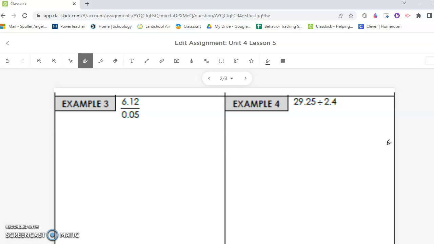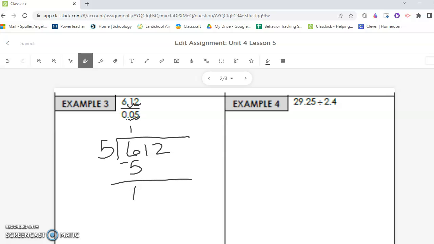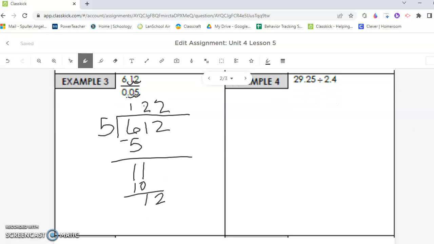All right, so let's try it here. One spot, two spots, one spot, two spots. Now we have 5 on the outside, and we have 612 inside. Okay, 5 goes into 6 one time. It gives me 1. Give me 11. Goes in there 2 times. 10. Gives me 1. Bring down my 2. Goes in there 2 times.